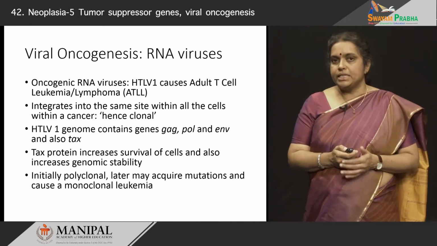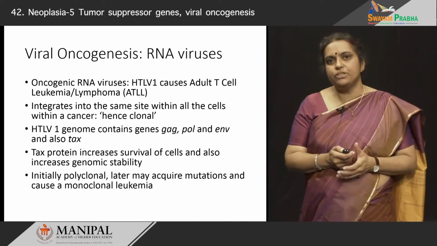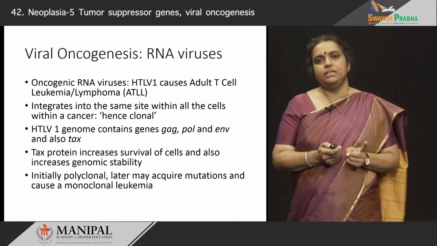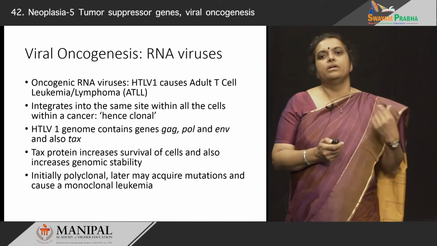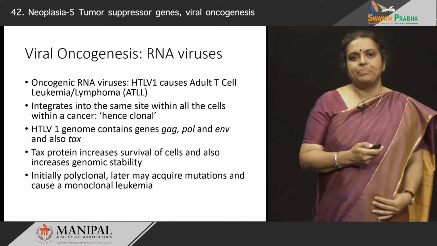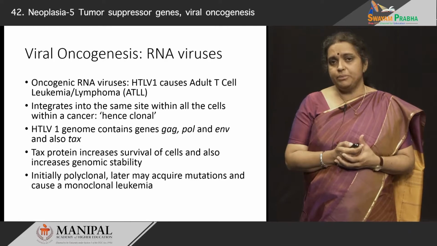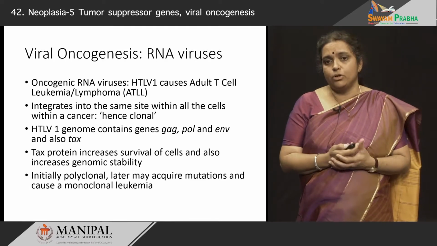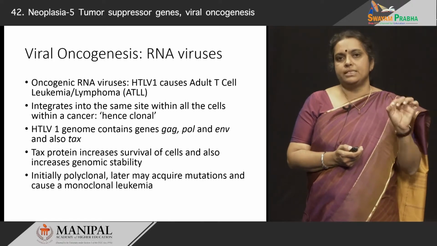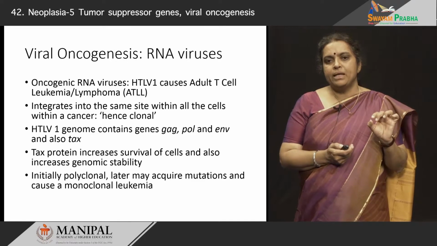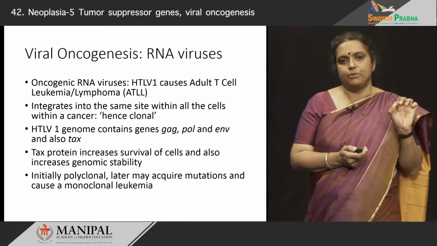And you know that the HIV virus infects CD4 T cells and causes depletion of those cells, whereas this virus infects the same cells, the CD4 T cells, and causes proliferation or the neoplasm of these cells. Now, these viruses do not have an oncogenic gene per se, or we do not know yet whether they have an oncogenic gene, but it has been shown that they integrate into the normal cell DNA, and within a tumor they integrate into the same site. So, it is a clonal process.